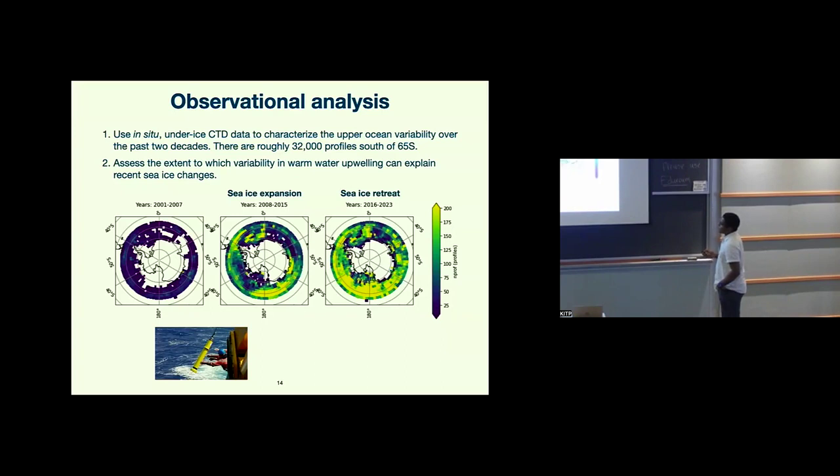And pre-2007, there's not a whole lot of Argo floats, barely enough to make an annual mean. But since then, and especially for the sea ice expansion and sea ice retreat periods, we have fairly decent density on annual timescales, especially in the Weddell Sea, which is the region that we care about the most.